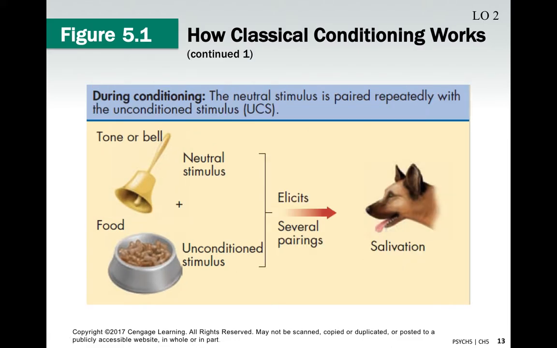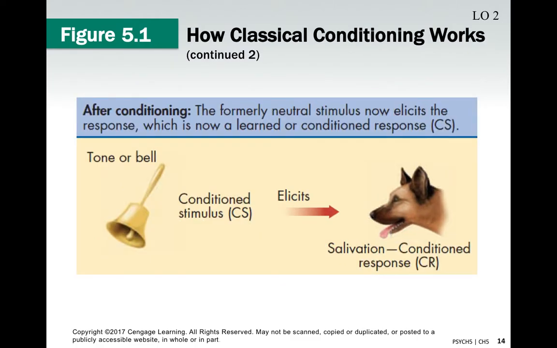Now, if Pavlov pairs these two together enough times, rings the bell, food, rings the bell, food, rings the bell, the dog now associates, or has learned, or has been conditioned that the bell means there is food coming. The dog will begin to salivate on its own without having food present. So the former neutral stimulus is now the conditioned stimulus.